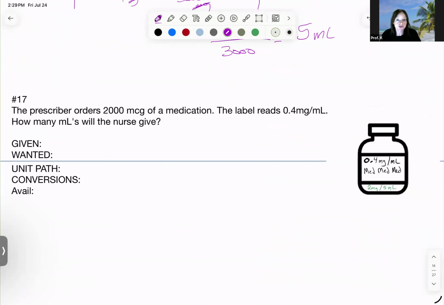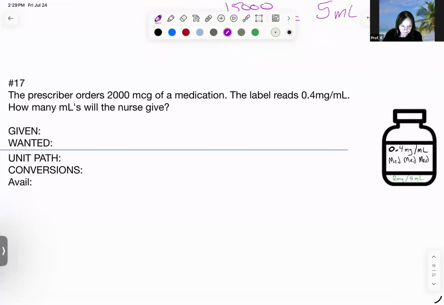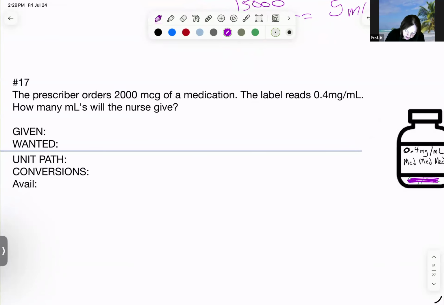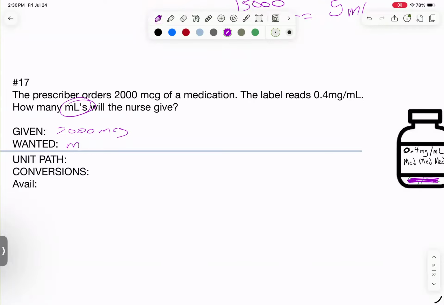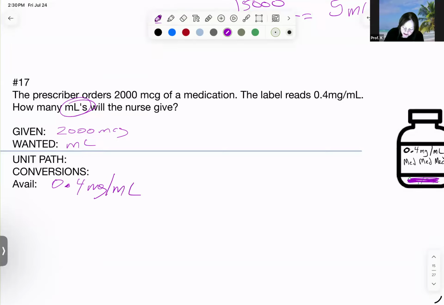So now instead of tablets, we're just using liquids. So for the next one, given is what the doctor orders. So what's the given? 2,000 micrograms. What's my wanted? mLs, because it tells you. And what's available? 0.4 milligrams per 0.4 milliliters. Do I need to do a conversion? Yes. 1 milligram is?